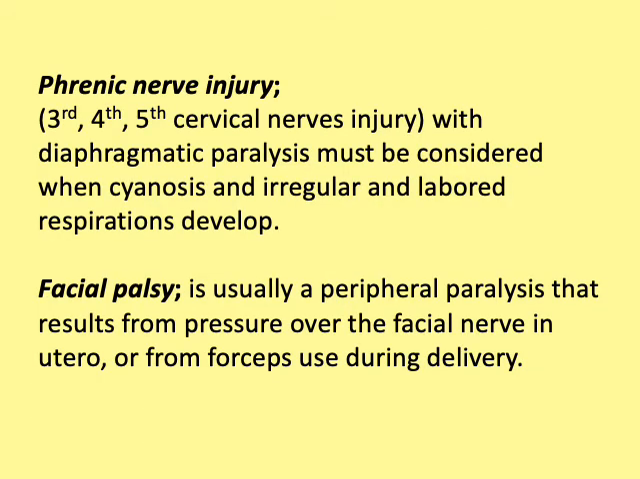The other variety of nerve injury is the phrenic nerve injury, which is related to C3, 4, and 5 cervical nerves, and it results in cyanosis and irregular hard respirations early in life, and on fluoroscopy there is a paradoxical movement of the diaphragm. The other entity is facial palsy, which is related to seventh nerve injury, either by pressure on the peripheral nerve end of it, or by forceps pressure during assisted hard vaginal delivery.